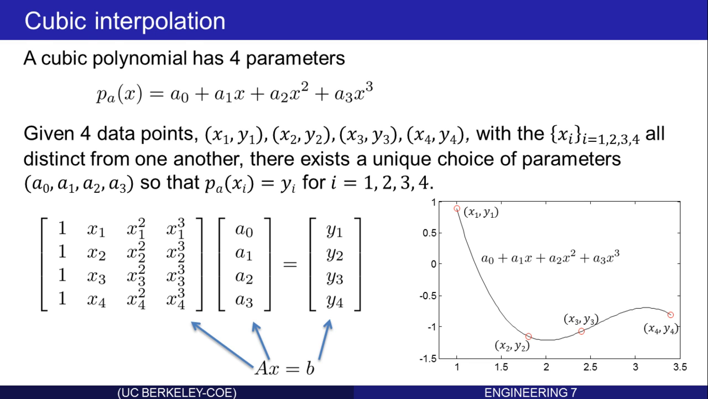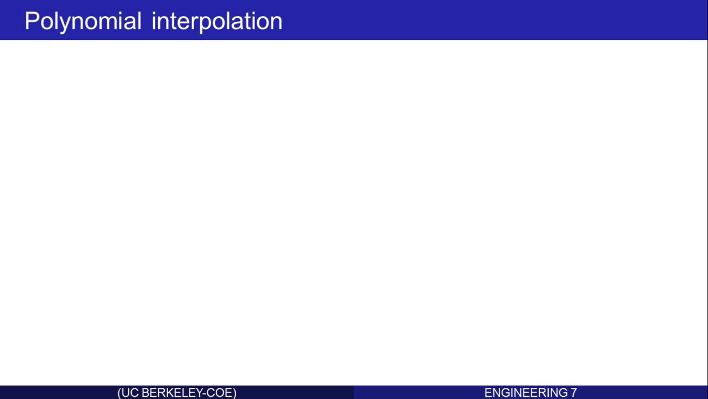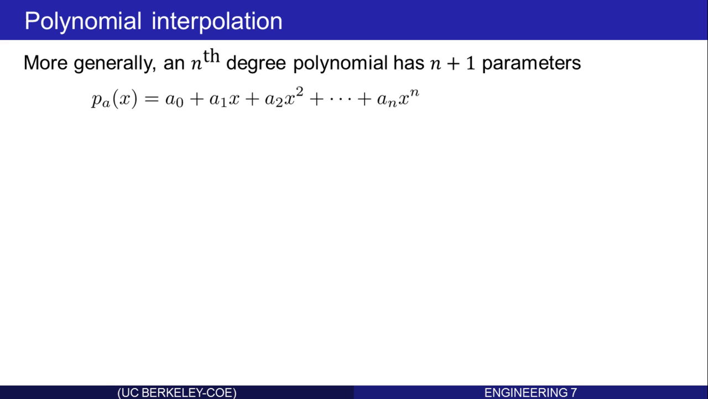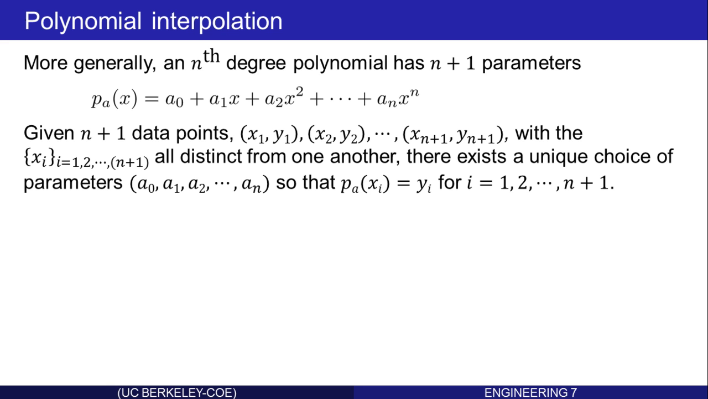The pattern is clear, and generalizing this to higher order is simple. An nth degree polynomial has n plus 1 parameters, a0 through an. Given n plus 1 data points, x1, y1, all the way through x(n+1), y(n+1), with all of the xi's distinct from one another, then again there exists a unique choice of parameters, a0 through an, such that the nth degree polynomial evaluated at each of the xi's equals the corresponding yi for all of the points.